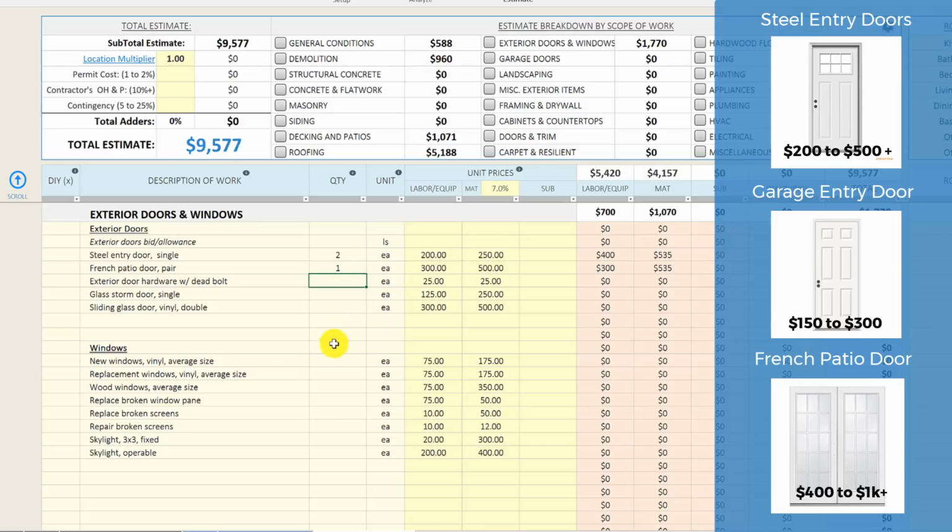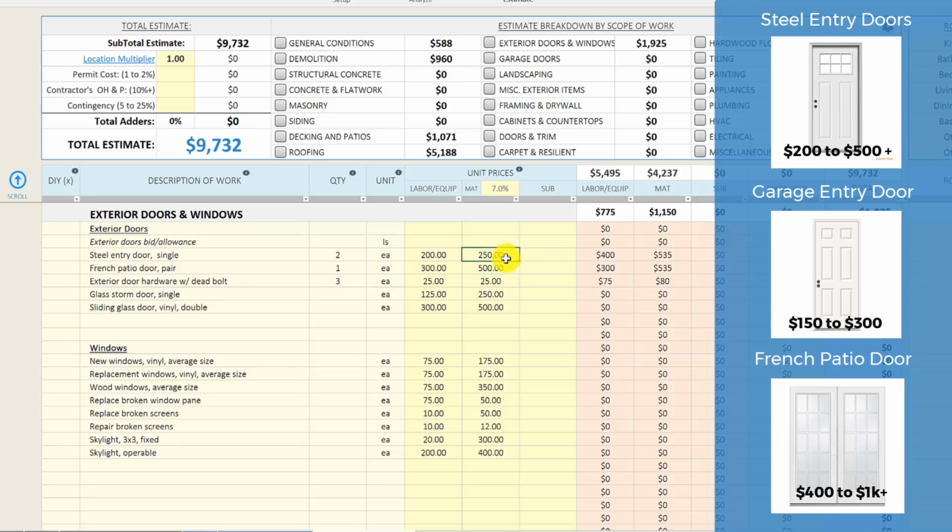So we've got 2 steel entry doors and a patio door here. And then we'll also want to do the door hardware. So we've got 3 doors that need door hardware, at $25 a set, and then for the steel entry doors, we've got $250 for material per door, and then $500 for that French patio door.